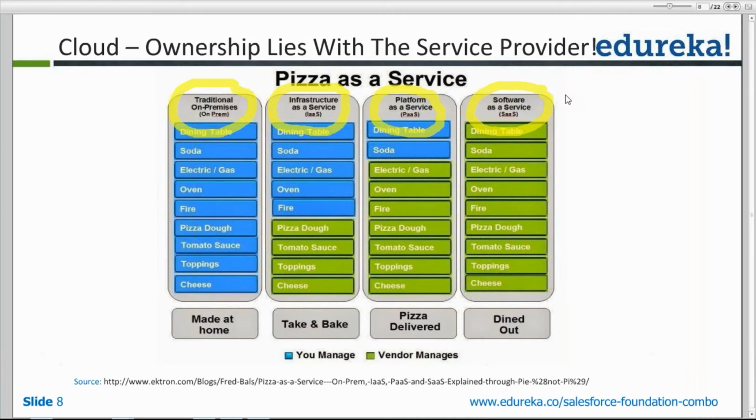And the driving force is the same. They all want to focus on their core area, their core business. They don't want to be bothered about the upkeep, buying hardware and then before you realize it becomes obsolete, upgrading the hardware, doing a patch upgrade, installing new software, and buying licenses again and again. You don't want to be bothered about all that here. It's all the headache of Salesforce.